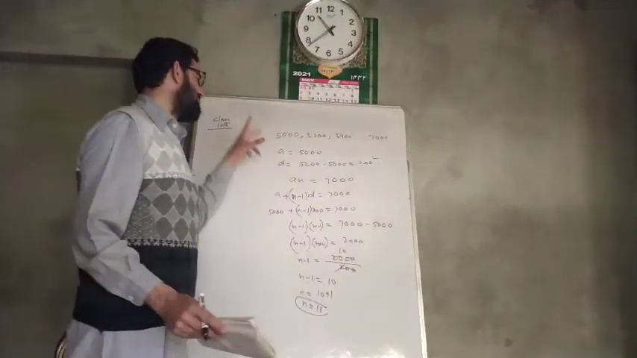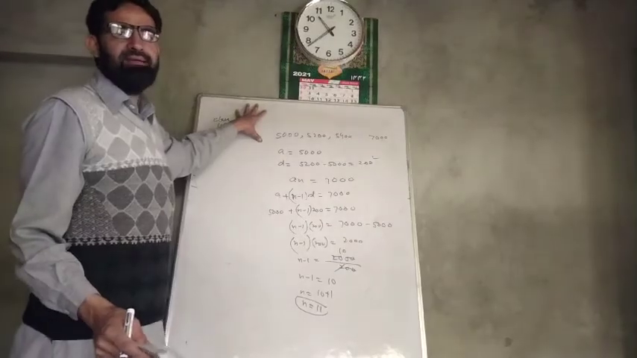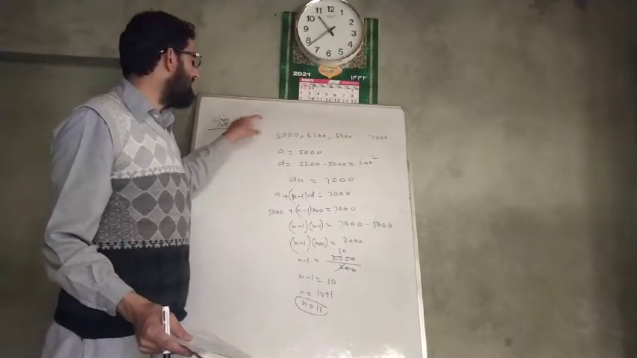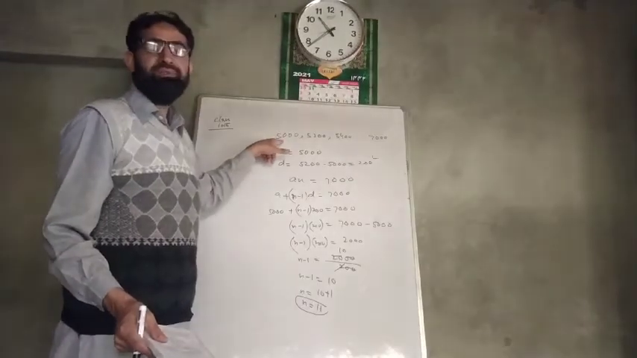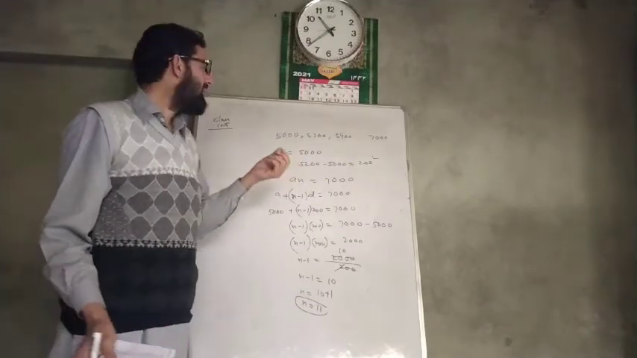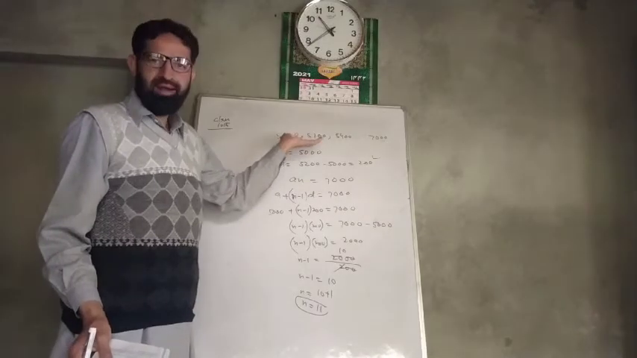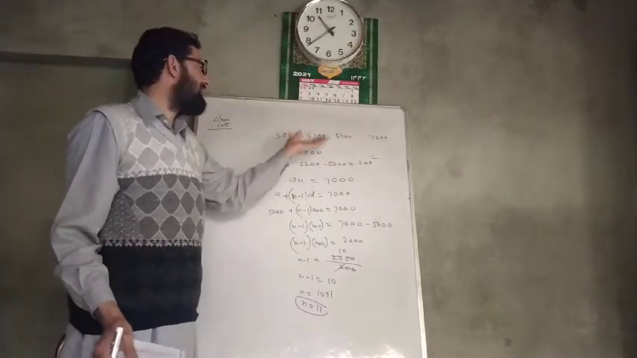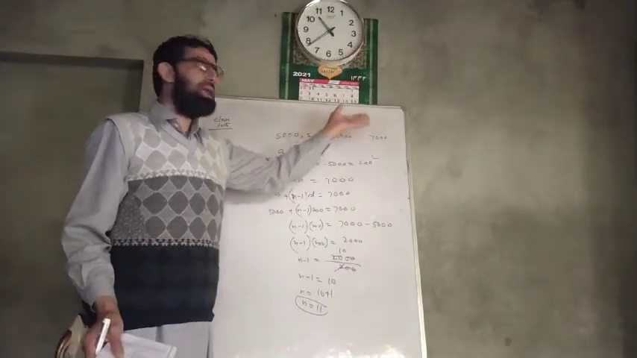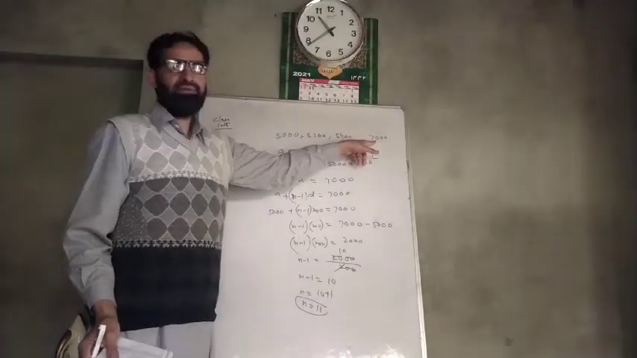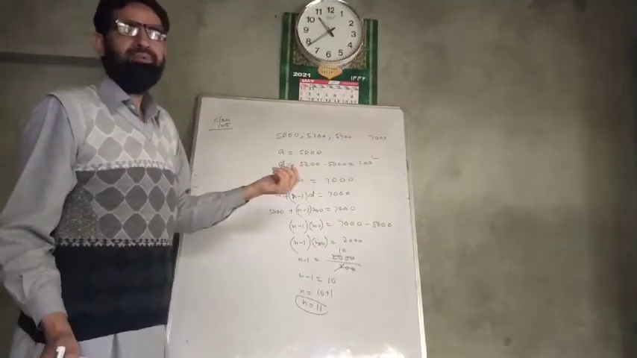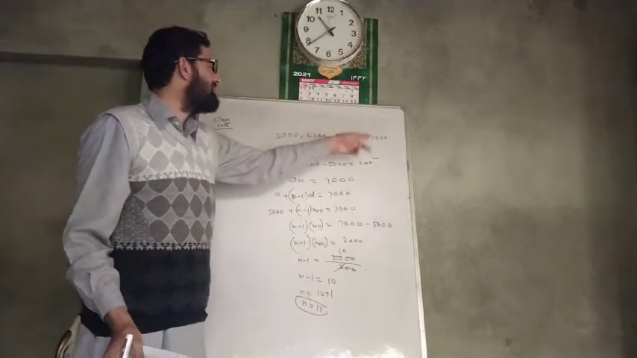So very simple. This is our AP, his annual salary. Starting salary was 5,000. Then he receives 200 as an increment per year. Obviously, what will be his salary in the next year? It will be 5,200. And in the next year, it will be 5,400. And so on, and he finally reaches 7,000. We have to find after how many years he will reach 7,000.